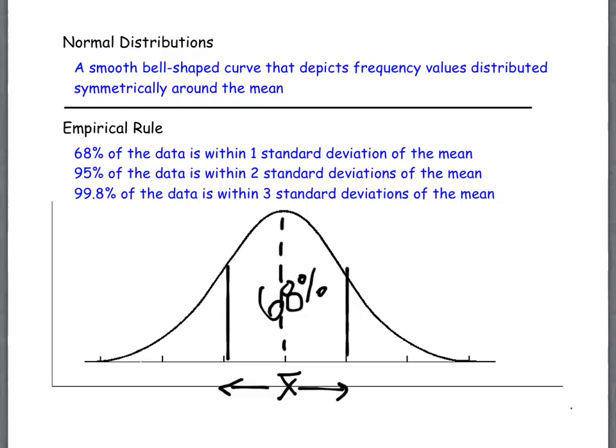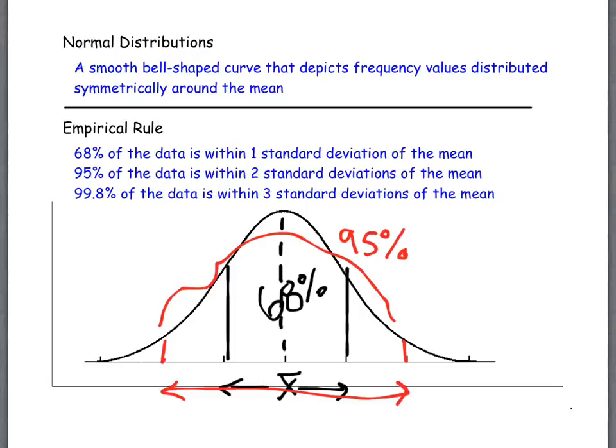I'll show you a practical application in just a minute, so bear with me while I finish explaining the pieces of this. If you go 2 standard deviations in either direction, so out to here and here, you have 95% of all of the data values. Okay, so if we were thinking about this in terms of grades, that would be 95% of the people end up getting probably B's, C's, and D's.